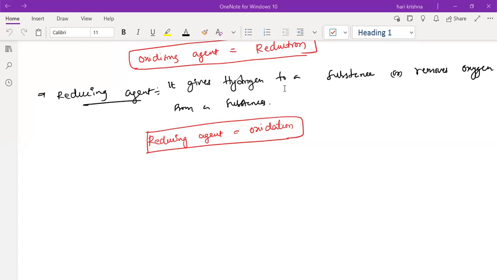Very good. So only these are the two important rules for oxidation and reduction, but that is only in terms of oxygen and hydrogen. In terms of electrons also we have oxidation and reduction. There is an oxidation-reduction electron concept.